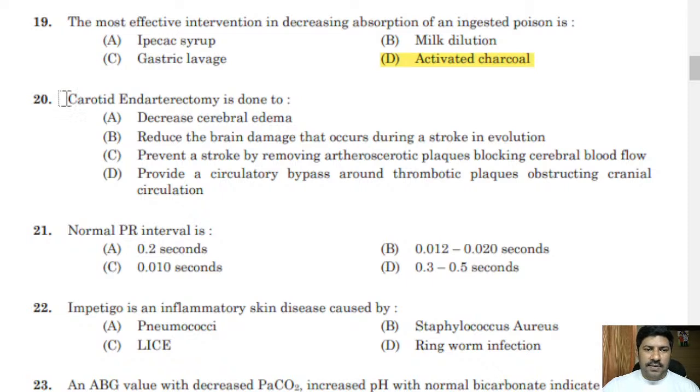Then 20th question, carotid endarterectomy is done to? Usually it is done to remove the plaque that is obstructing the carotid artery. So our option is option C, prevent a stroke by removing atherosclerotic plaques blocking cerebral vascular blood flow. Angioplasty, cerebral angioplasty, we can also do if it fails. So the first measure, carotid endarterectomy, will remove the plaque that is obstructing or narrowing the cerebral blood flow.